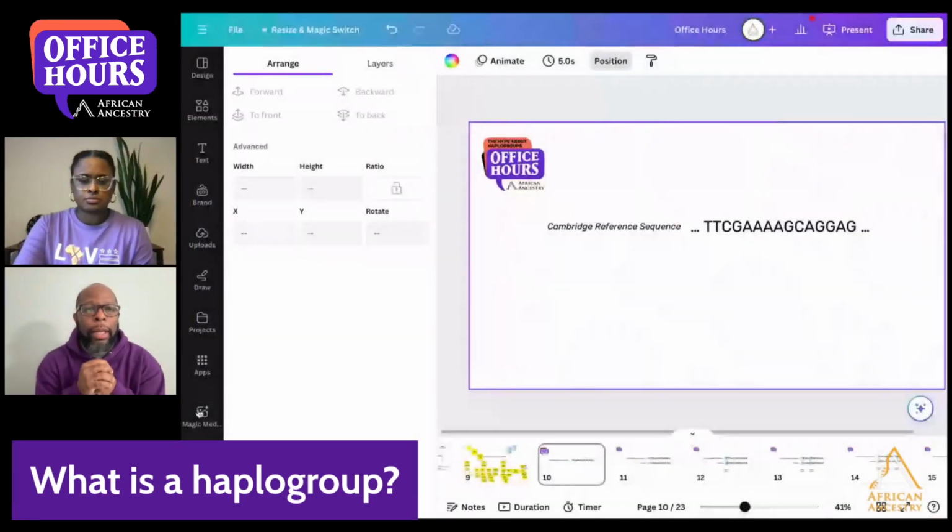So to define what a haplogroup is, we have to start with the variants, right? Variants are fundamental to genetic analysis. Just as a refresher, our DNA sequence can be illustrated by a series of letters like A, T, C, and G, right? These represent base pairs.